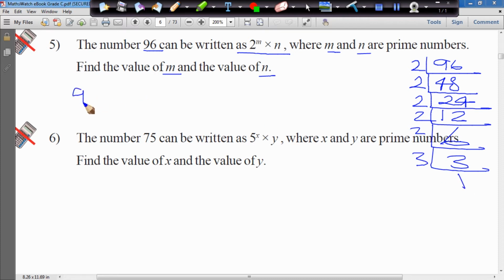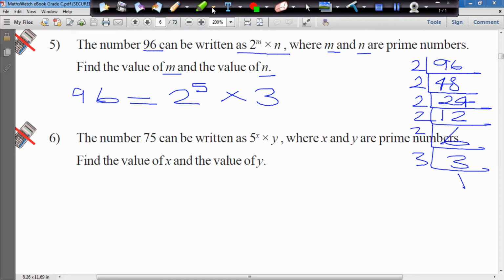So now if you look at 96, we write it down. How many 2s do we have? 1, 2, 3, 4, 5. We have 2, how many times? 5 times. And then we have the 3, how many times? Once. Now let's match that up to what they gave us.